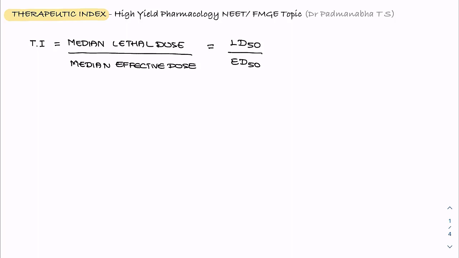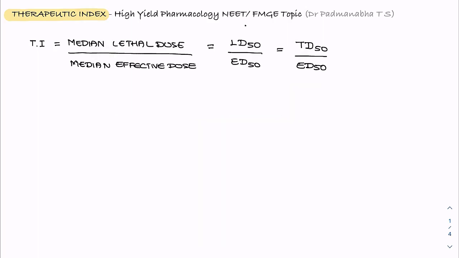LD is taken whenever you are doing preclinical experiments. So in animal studies, you are going to consider the lethal dose, but in case of humans, you are going to calculate the toxic dose in 50% of the population divided by the effective dose in 50% of the population. Is that clear?